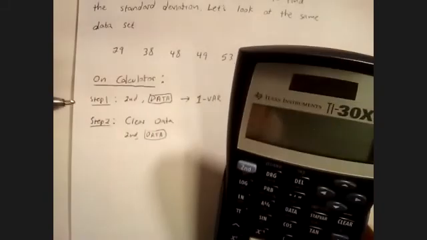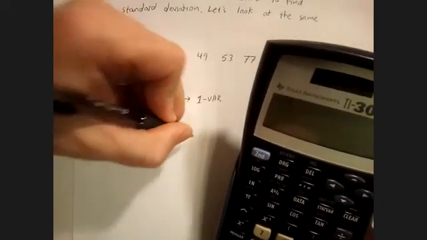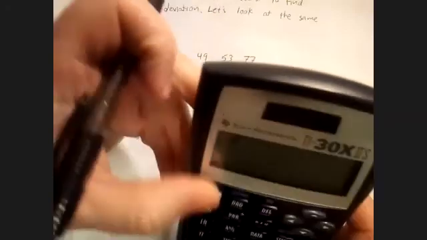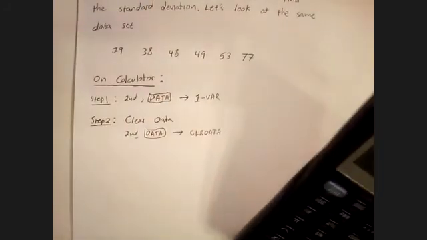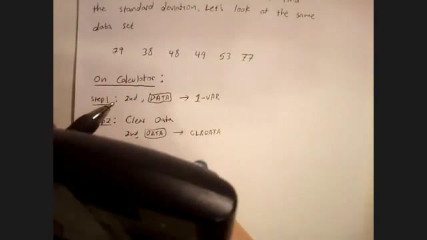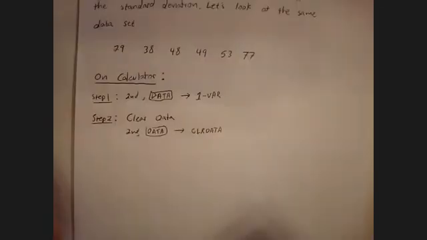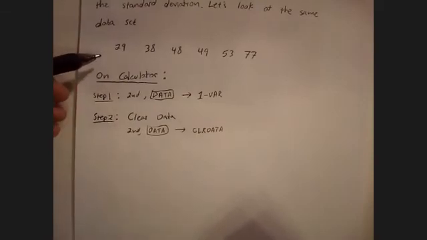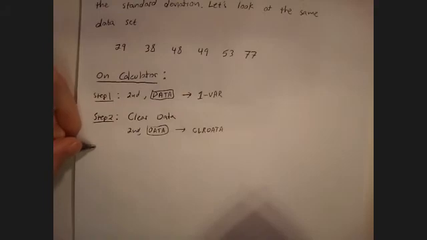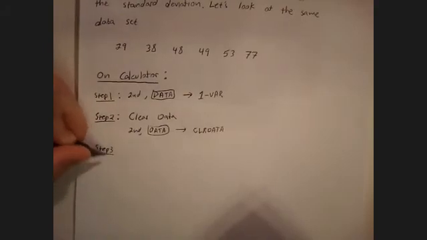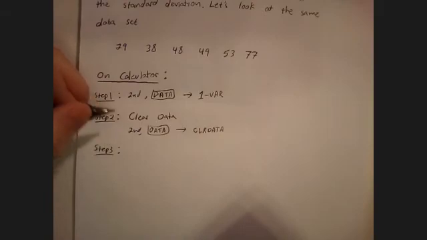Okay, so clear data, second data, and you got to go over to, it's CLRDATA. All right, that's just to get anything that might be living in the calculator out. Especially since our data set's so small, if you had a data set somewhere that was much larger, there's going to be some lingering around if you don't do that. So step 3. Okay.